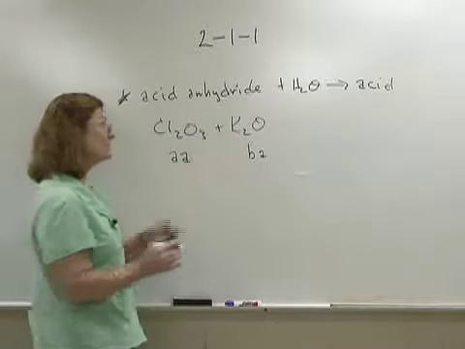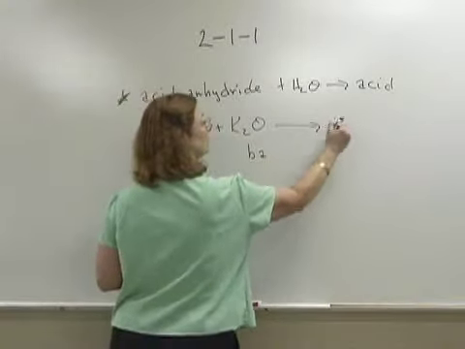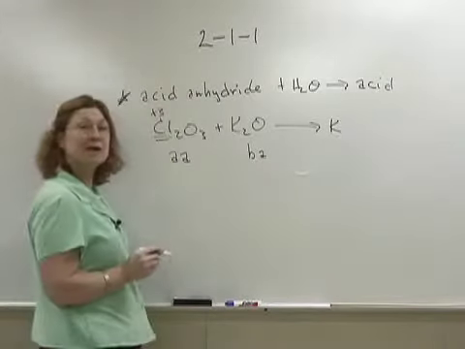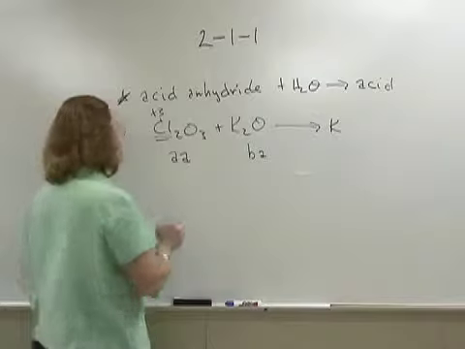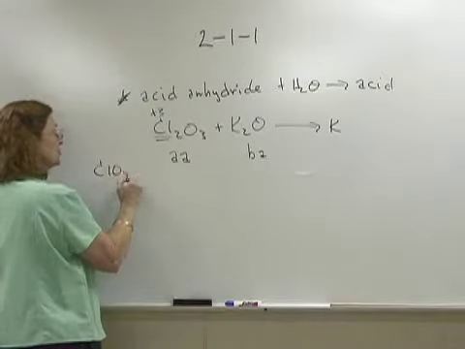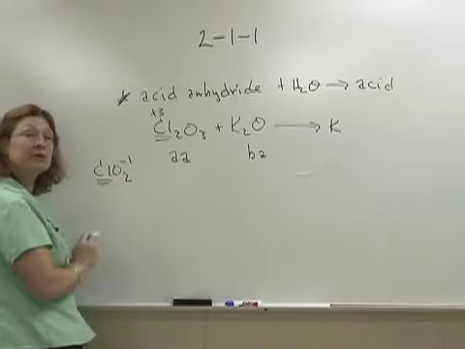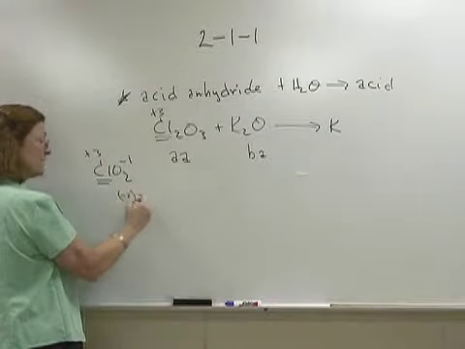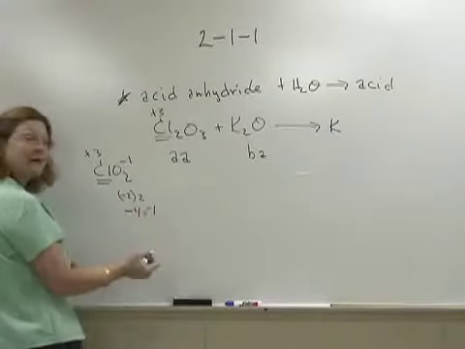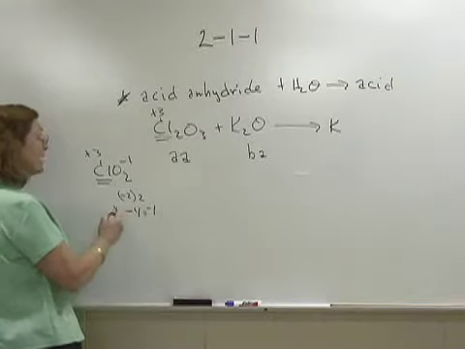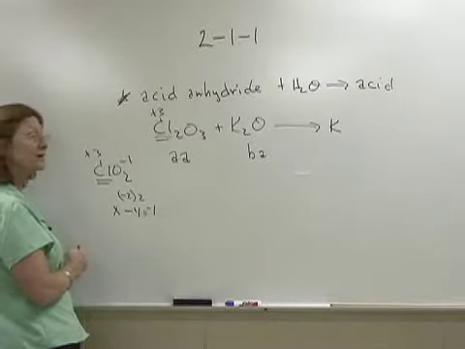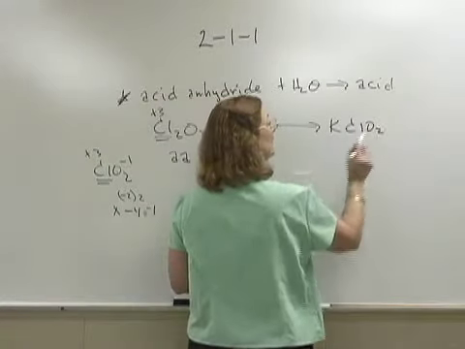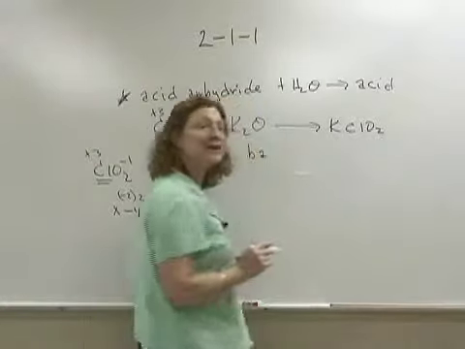Well, potassium is my metal here. And the chlorine here had a charge of +3. So I know that the polyatomic ion, ClO2 with a -1, the charge of the chlorine is +3. -2 times 2 is -4. The polyatomic ion must be -1, and therefore chlorine is +3. And therefore my salt will be KClO2.